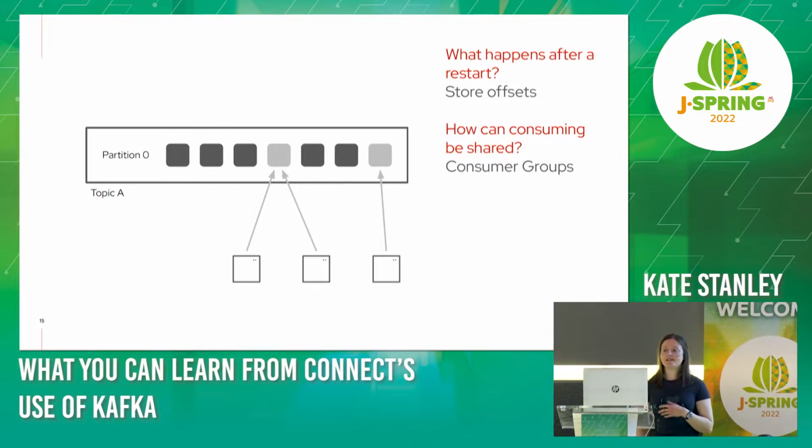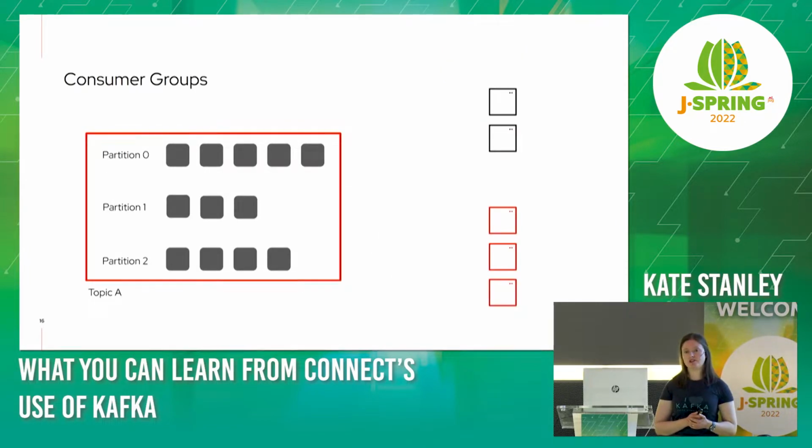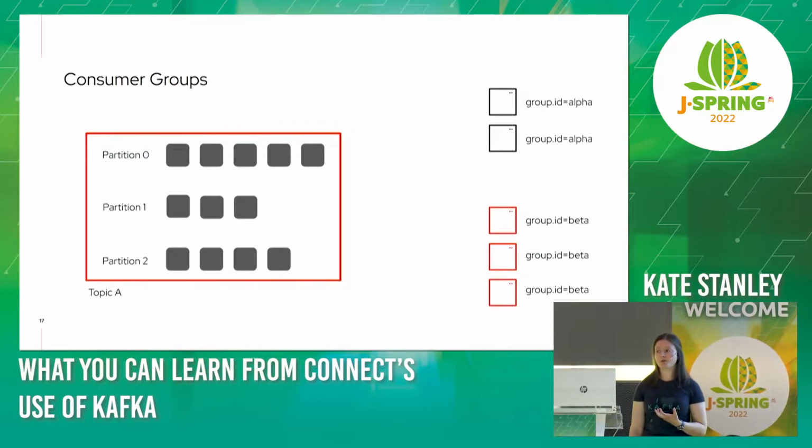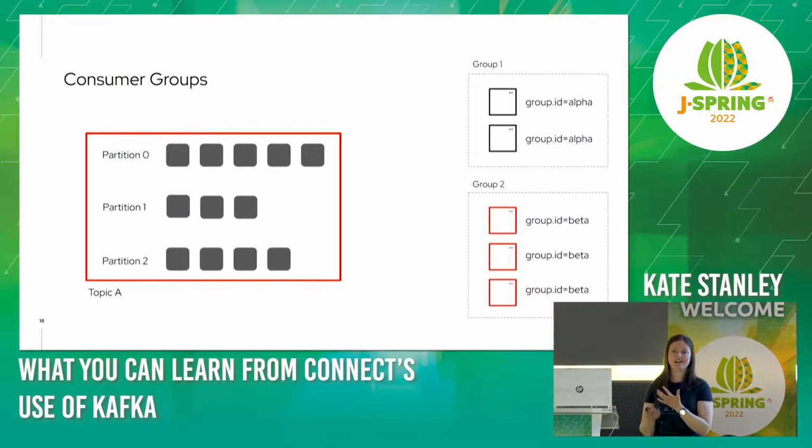The second one is, how can you share consuming? And that's done using consumer groups. So say I have a set of applications, and I've got 2 applications that between them I want to read all of the data on a topic, and then 3 different applications that also need to read all the data between them. Well, in Kafka, when I start up my consumer client, what I can do is provide a group ID. And all of the applications with the same group ID will be collected together into a group.